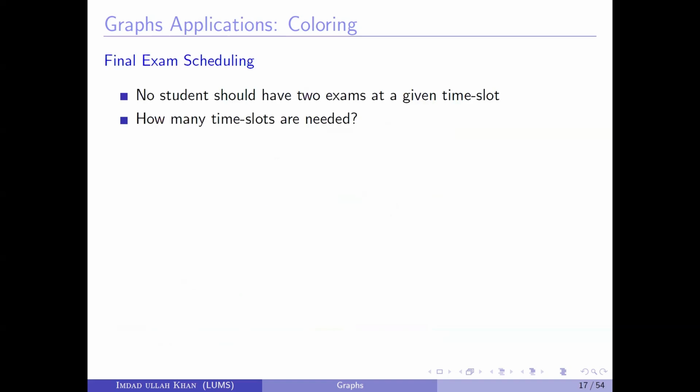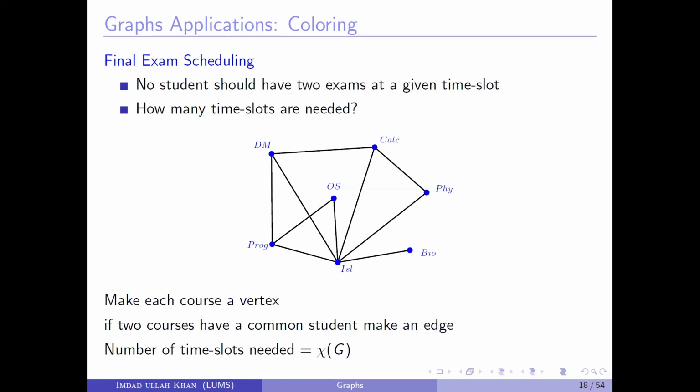For example, we want to use coloring to model the problem of scheduling exams such that no student has two exams at the same time. Our task is to figure out how many time slots are needed, the optimal number of slots. For each course, we make a vertex. If two courses have some common students, we make an edge. Now we are interested in figuring out the number of slots in terms of chromatic number.